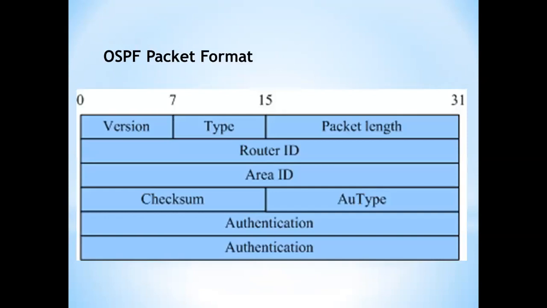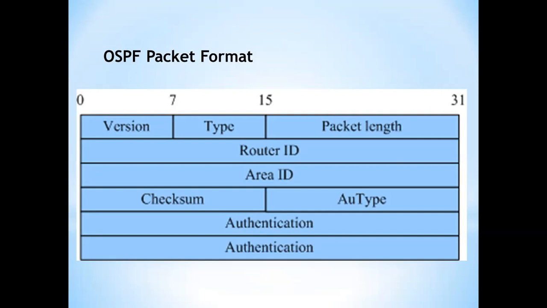Next is OSPF packet format. All OSPF packets have the same common header. In all 5 packet types of OSPF, the various fields in the OSPF packet headers are as follows. First is version. This 8-bit field tells us the version of the OSPF protocol. It is currently version 2.